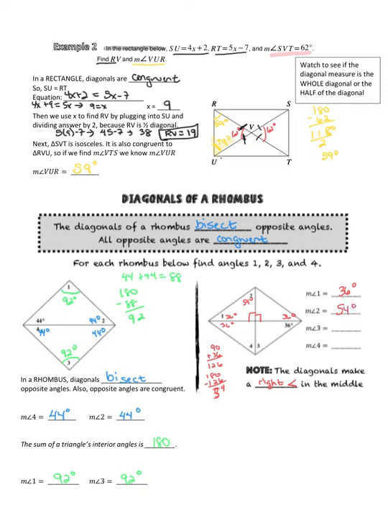So what's the measure of angle 4? 54 degrees. And the measure of angle 3 is 54 degrees. Because diagonals in a rhombus bisect opposite angles. Bisecting means cut in half. Alrighty, replay these notes as often as you need to, and we will talk about this in class.